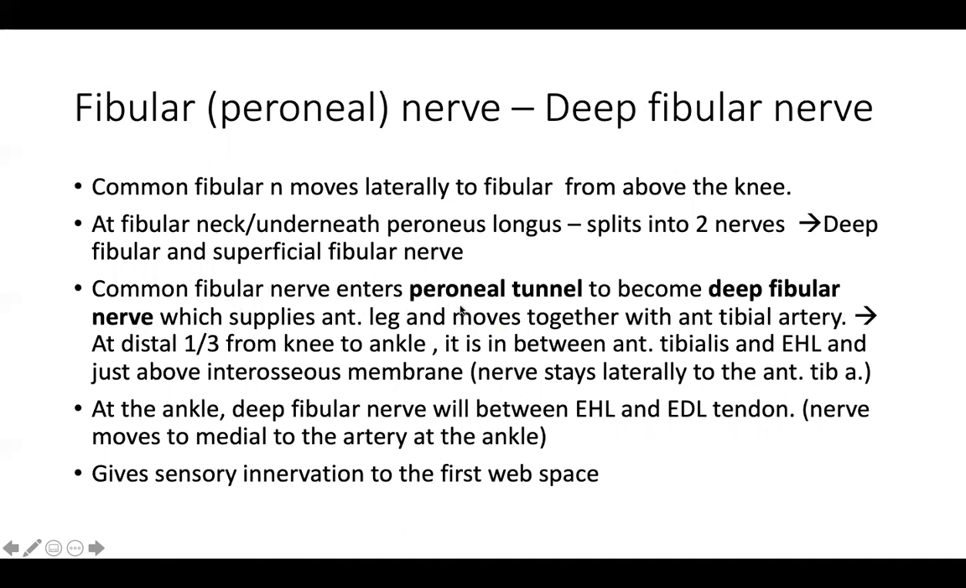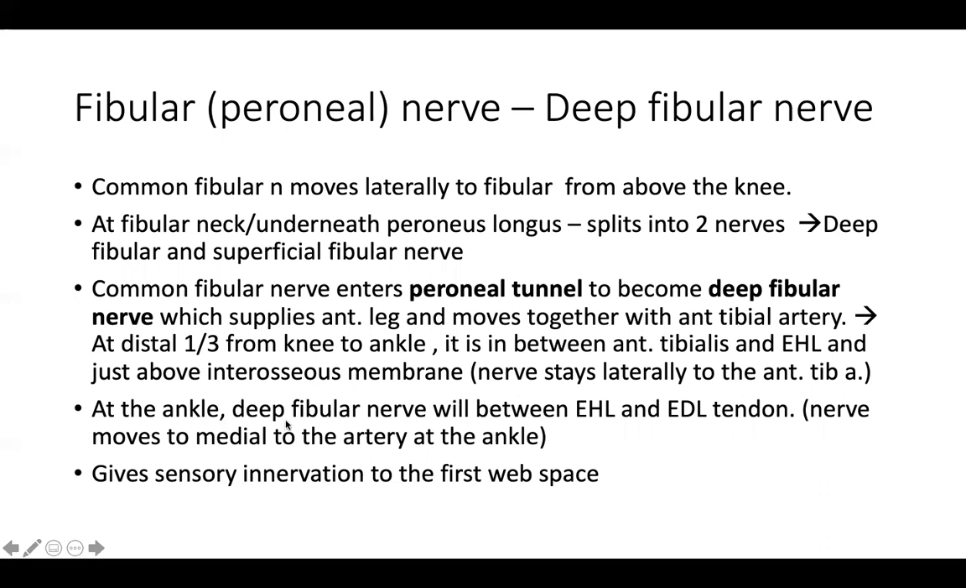Common peroneal nerve enters the peroneal tunnel, which I explained is a hole in between the tibia and fibula before the interosseous membrane starts. It passes that hole and goes to the anterior part of the leg, and it runs together with the anterior tibial artery on top of the anterior interosseous membrane. And then in the distal 1/3 from the knee to ankle, it will be in between the anterior tibialis and extensor hallucis longus on top of the interosseous membrane. At that time, the deep peroneal nerve is going to be lateral to the anterior tibial artery.